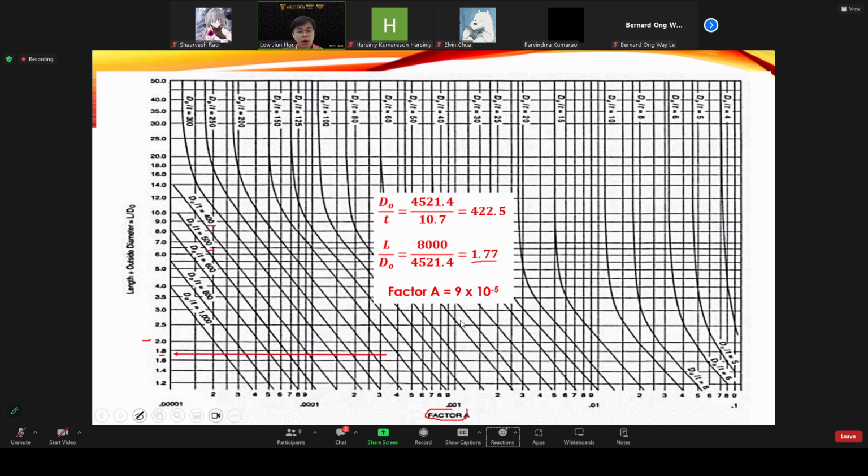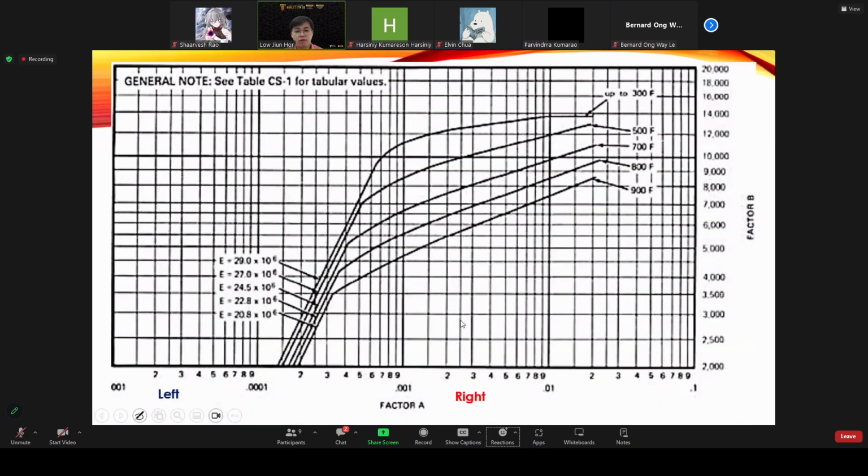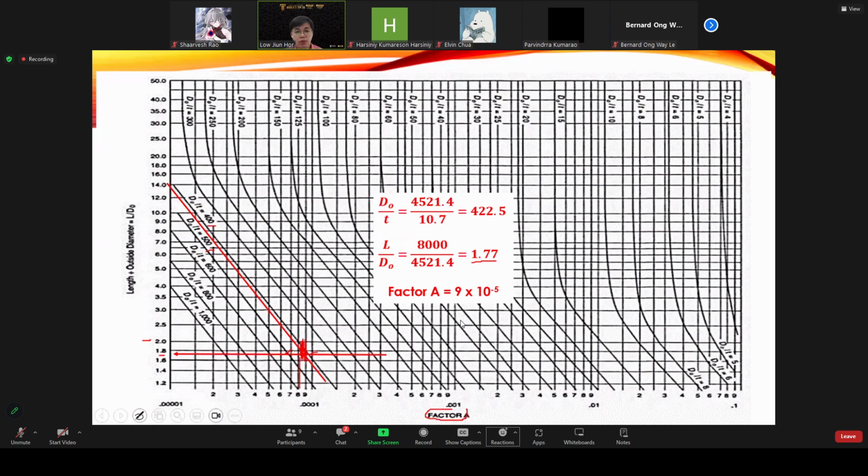So now we know 422.5 is somewhere between the line here and line here. Then based on the horizontal line here, you interpolate again to see where is your 422.5. After you interpolate, you know 422.5 is somewhere here. Then at the intersection point here, you draw a vertical line down. Then you can get the factor A here.